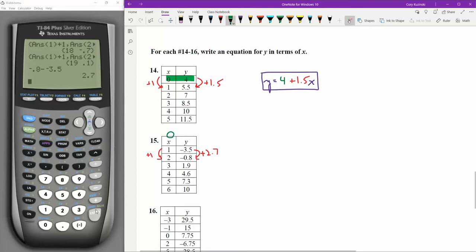Well, let's take the negative 3.5 and we'll subtract 2.7. That gives us negative 6.2. All right, so that fits the pattern. Now we can write our equation. Y equals, how about negative 6.2 for our starting amount, plus 2.7 times x.